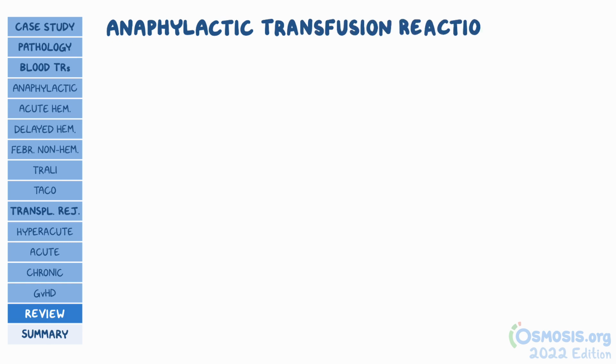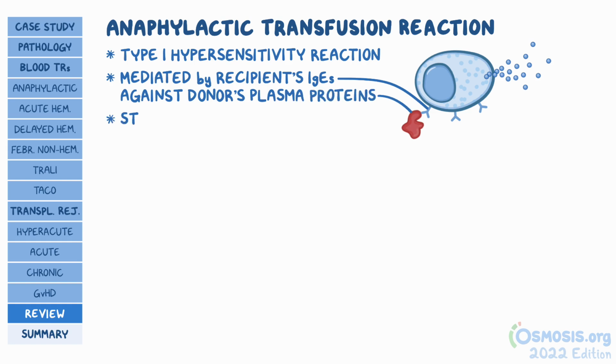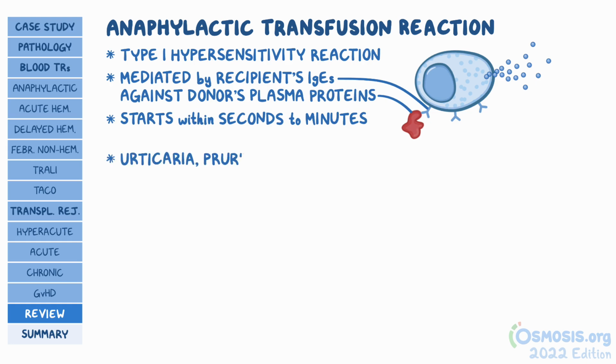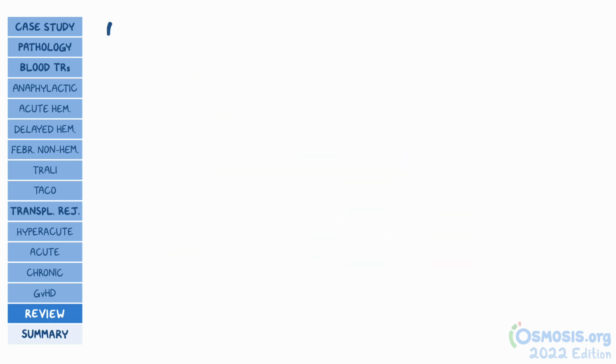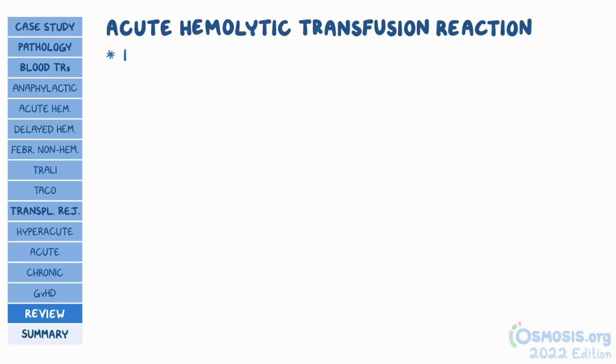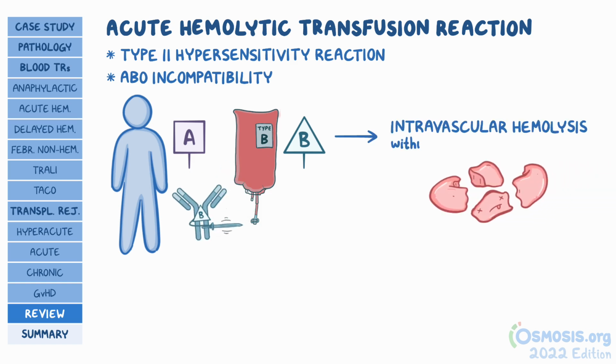All right, as a quick recap, anaphylactic transfusion reaction is a type 1 hypersensitivity reaction mediated by the recipient's IgEs against the donor's plasma proteins, that starts within seconds to minutes from the transfusion and can manifest as urticaria, pruritus, wheezing, hypotension, and can evolve into respiratory arrest or shock. Acute hemolytic transfusion reaction is a type 2 hypersensitivity that occurs in cases of ABO incompatibility, leading to intravascular hemolysis within 24 hours due to preformed antibodies.